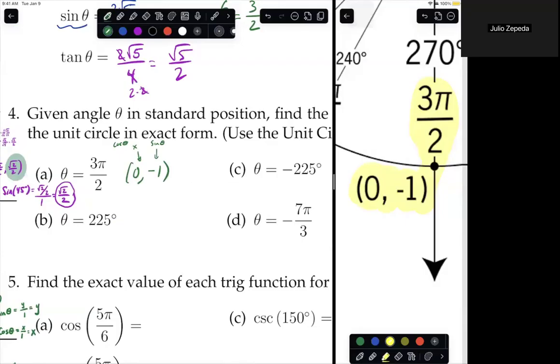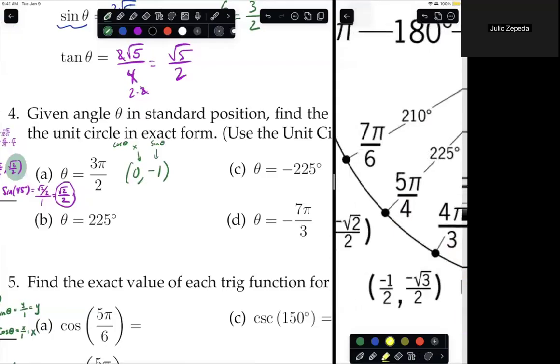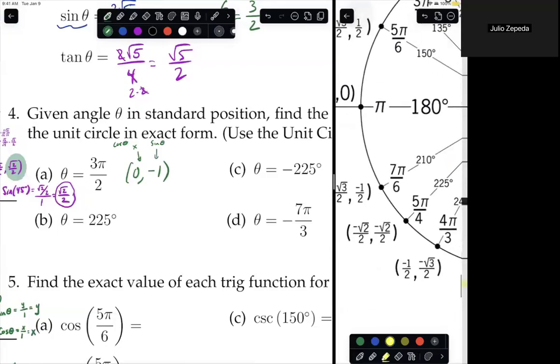So next, let's do part B. It says 225 degrees. All we have to do is go and find 225 degrees on our unit circle. And once we find 225, we go over here, and the associated point is our answer. That is negative root 2 over 2, comma, negative root 2 over 2. Okay.